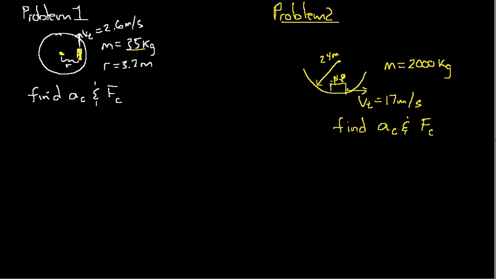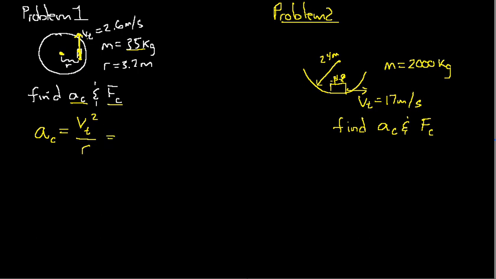And the tangential velocity, which is the velocity at which the horse is moving as it's going around, is 2.6 meters per second. We want to find the centripetal acceleration, and then we want to find the centripetal force. So our centripetal acceleration, what we need to know is this formula, which you need to memorize: V sub tangential squared over R. So let's look at it.